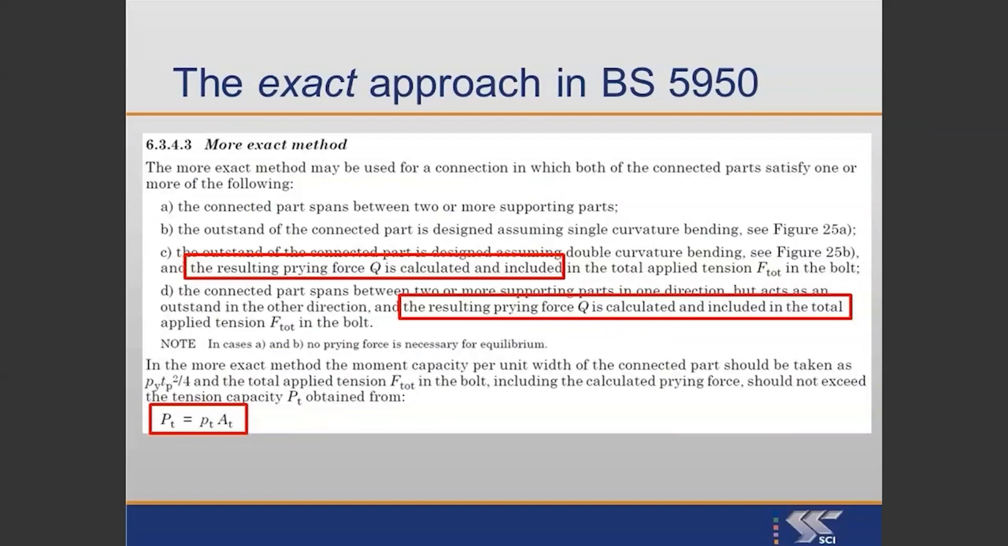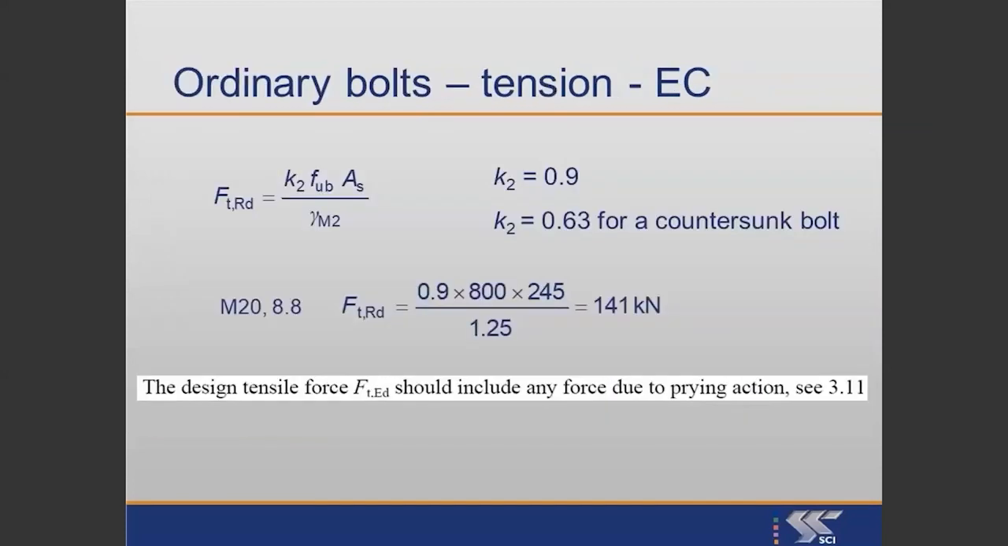So all I'm trying to do with that is introduce bolts in tension in the Eurocode and to say that BS 5950, the previous code, always had two methods. Simple method, apply the 0.8. A more involved method, don't apply the 0.8, but include in the applied load the prying force Q. What does the Eurocode say?